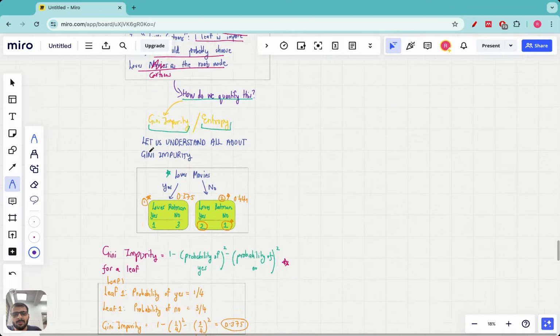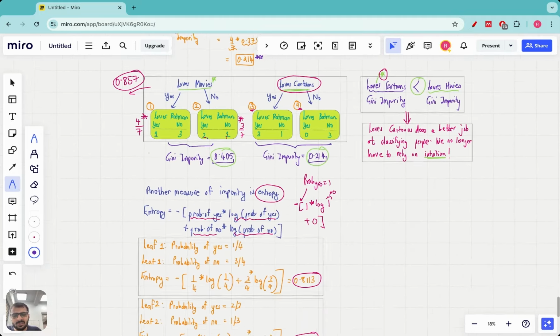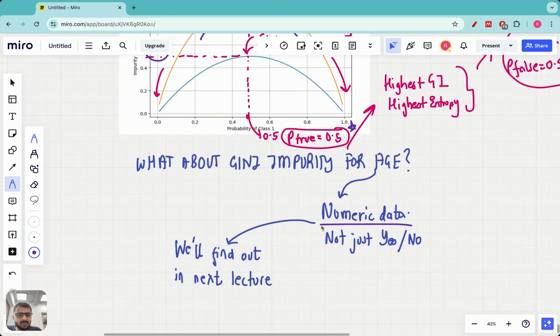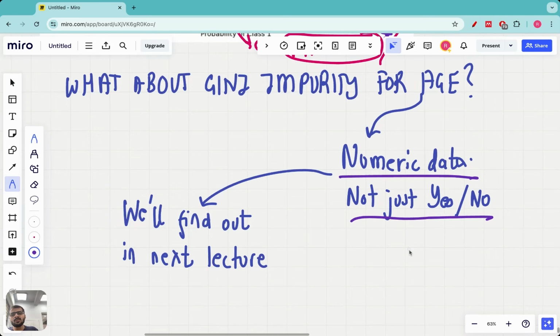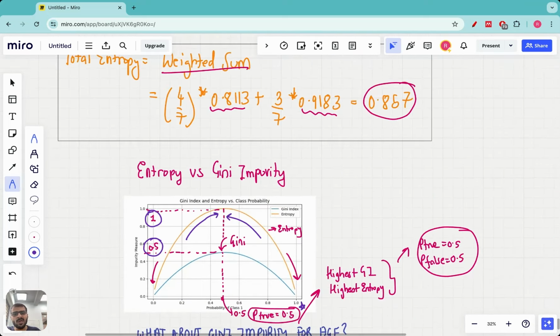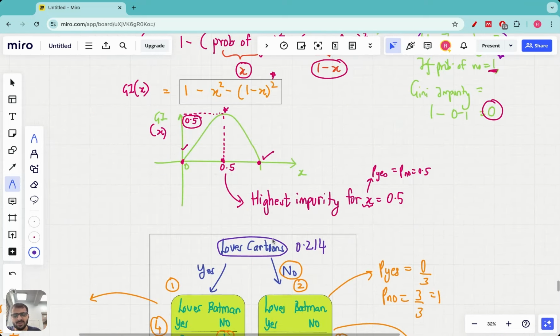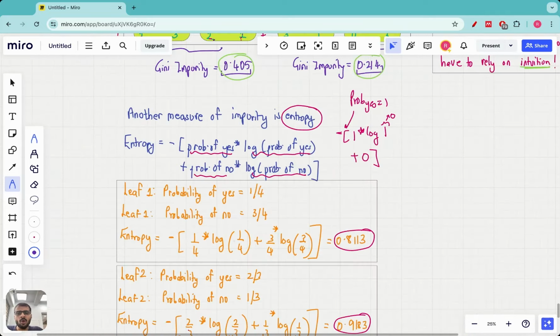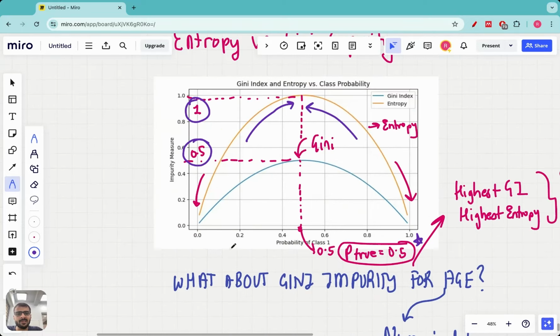It turns out that computing Gini impurity for age is completely possible, but it is a bit tricky because age is numerical data and it's not just yes or no. So in the next lecture, we'll find out how you can compute the Gini impurity for age also, and then we'll compare Gini impurities for age, loves movies and loves cartoons, and finally we'll quantitatively establish why we have to start with the loves cartoons question.